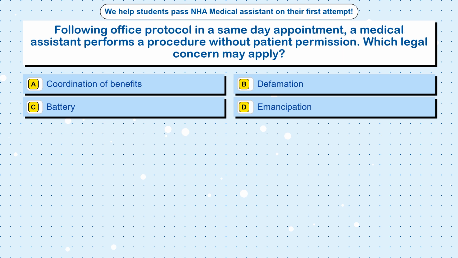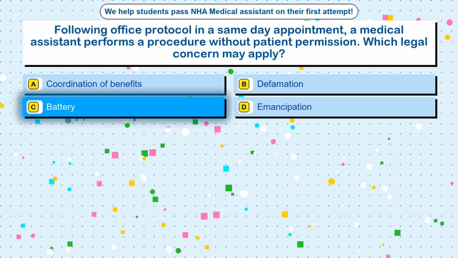Question 87. Following office protocol in a same-day appointment, a medical assistant performs a procedure without patient permission. Which legal concern may apply? Option A, coordination of benefits. Option B, defamation. Option C, battery. Option D, emancipation. The correct answer is option C, battery.